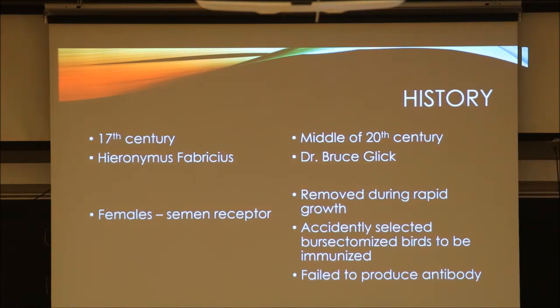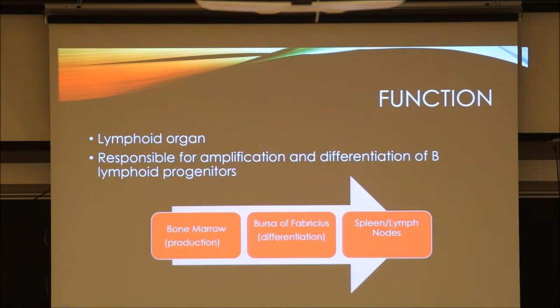It actually wasn't until the middle of the 20th century that its true immune system purpose was discovered, by Dr. Bruce Glick and his graduate student. It was actually an unintentional discovery. Dr. Glick wanted to determine the purpose of the bursa, so he removed it from chicks. This caused his graduate student to unintentionally select for bursectomized birds when he vaccinated them. And then when the birds failed to produce the antibody, they realized that it was actually an immune system or lymphoid organ. Now that's interesting history there. And so they determined its true function as a lymphoid organ.